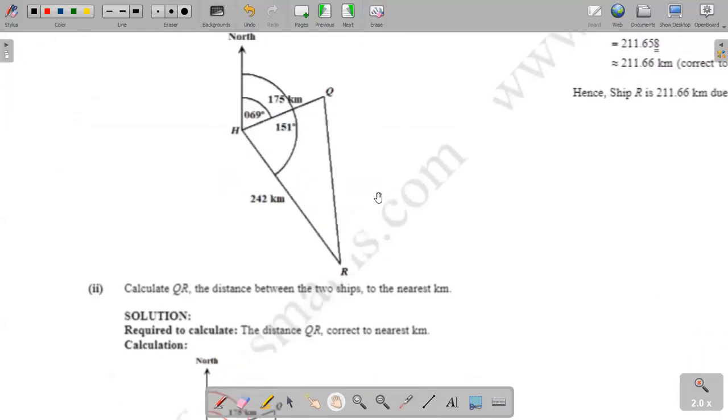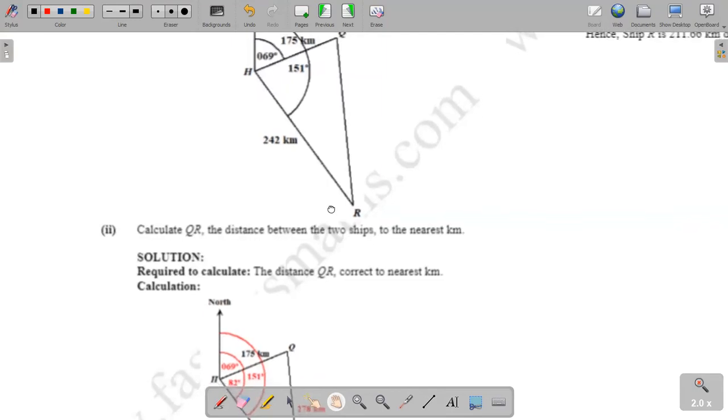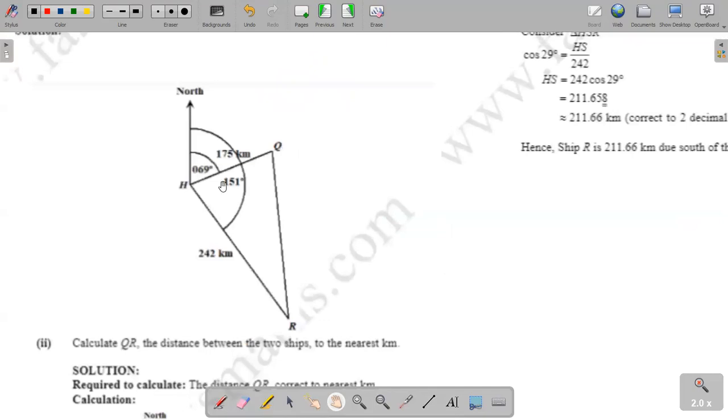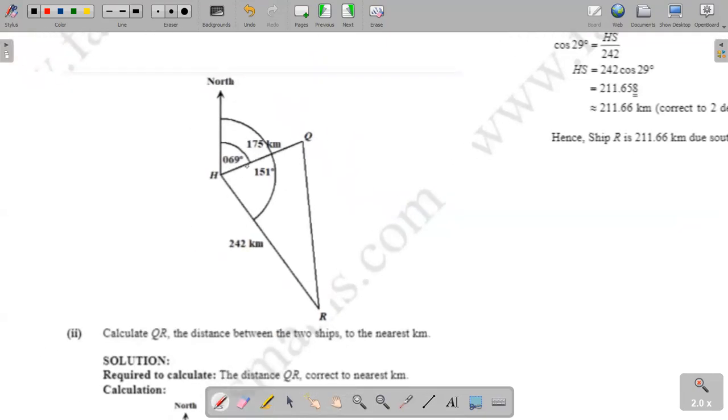So let's see what the second question asks. Calculate QR, the distance between the two ships to the nearest kilometer. Look at that. You just got to find it because you need it. How are you going to find QR without the angle inside here? So everybody see what I'm saying? Always just find the angle. So we got 82. So in here is 82.